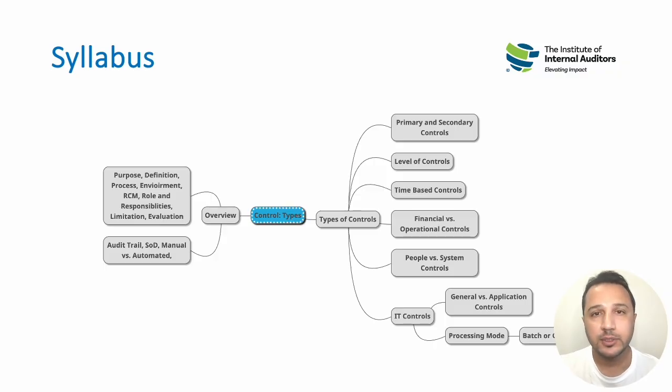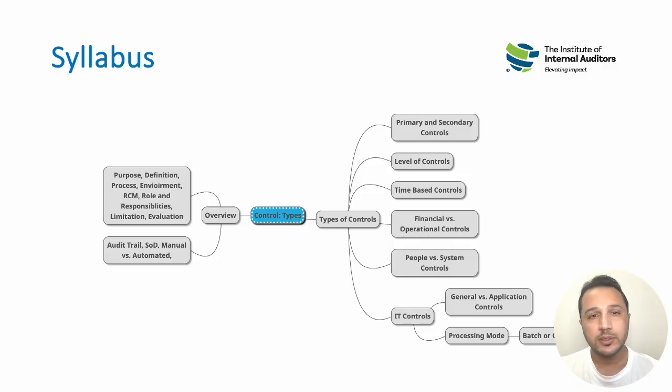Here is the overall syllabus, the key topics that we will be covering in today's unit, which is control types. Mainly, we will cover 2 aspects of controls. The first is the overview, which will cover the purpose, definitions, what is a control, what is the control environment, risk and control metrics, roles and responsibilities related to controls, limitations of controls, and evaluation of controls. Also, we will be covering the characteristics of audit trail, segregation of duties, and manual versus automated controls.